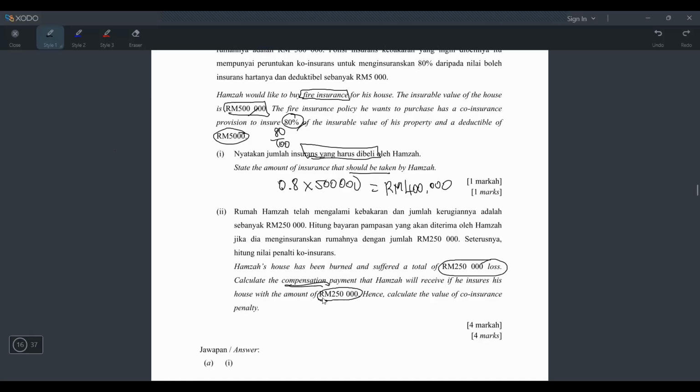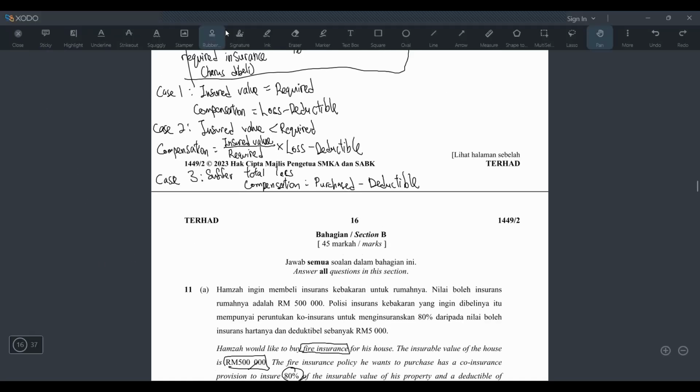Means he purchased this amount, but the required is 400,000. But he only purchased 250,000. So you tell me lah, case 1, case 2, or case 3? Confirm case 2 mah, because your insured value is less than required. So your formula for compensation will be insured over required times loss minus deductible. Yang sudah dibeli bahagi harus dibeli darab kerugian tolak deductible.